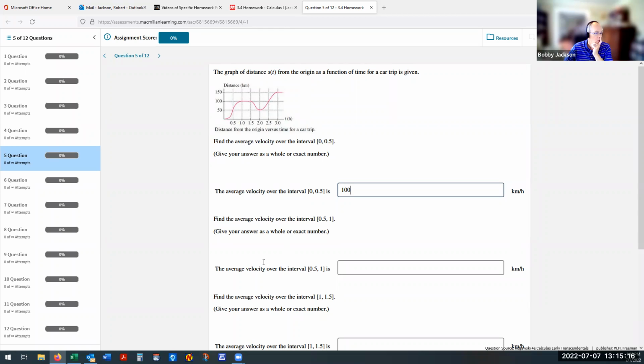Now, what's the average velocity over the interval from 0.5 to 1 hours? Well, from 0.5 to 1, now we're traveling from 50 to 100 kilometers. That's a total distance of what? 50 kilometers again, over a time of what? Half an hour. So again, 50 kilometers divided by half an hour, that again is going to be 100 kilometers per hour.